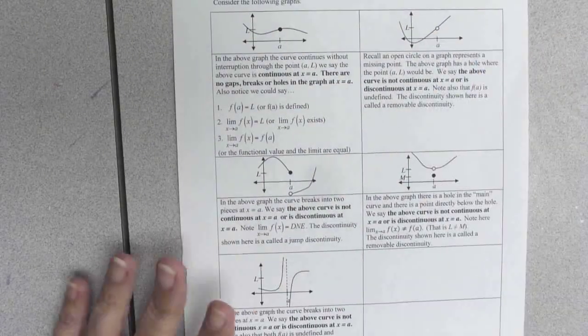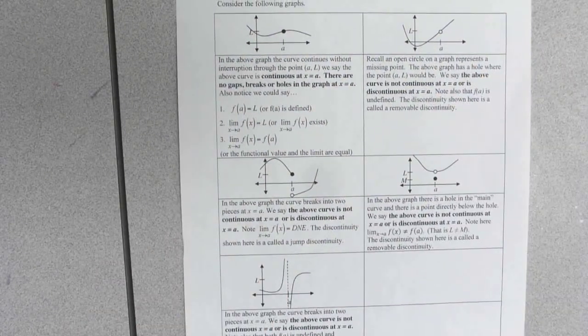Okay, next picture, we have a new function. We're missing a single point at A. Recall an open circle in the graph represents a missing point. The above graph has a hole where the point (A, L) would be. We say the above curve is not continuous at x equals A, or is discontinuous at A. Note also that f of A is undefined.